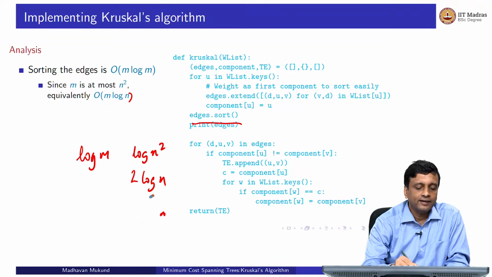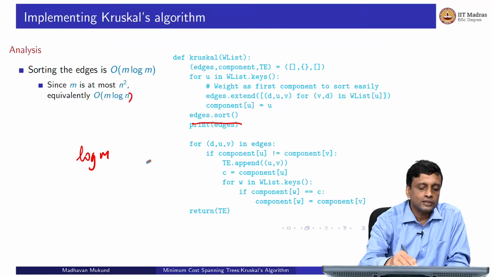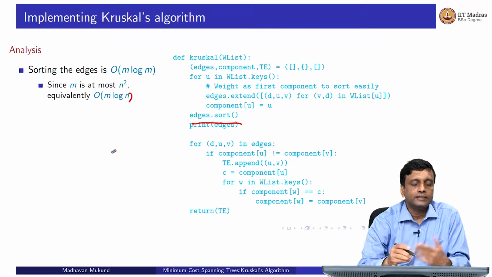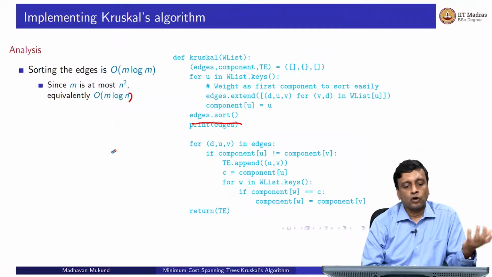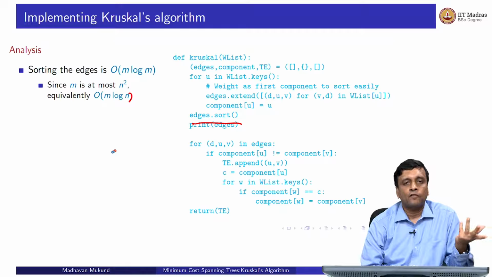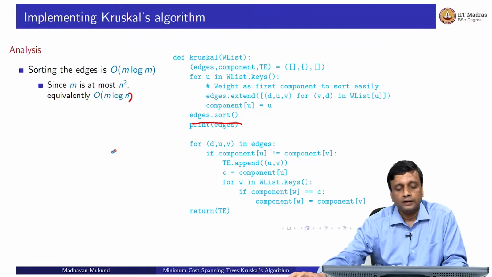It doesn't really matter, and the reason it's useful to write m log n is because later on we will see that some of the complexity depends on n and not m. So sorting is m log m, which we can also think of as m log n if we wish, right.